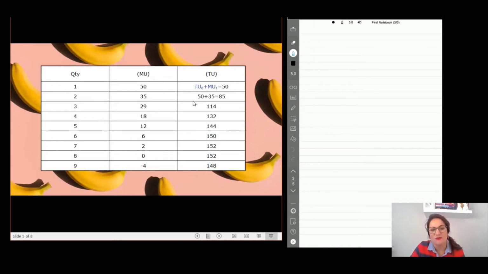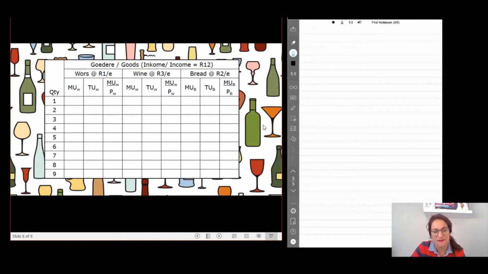Okay. And then your marginal utility is the difference in your total utility divided by the difference in your quantity. So if we take this 85 and we subtract 50, gives us 35. 35 divided by 2 minus 1, which is 1. So 35 divided by 1 is 35. 114 minus 85 divided by 3 minus 2, which is 1. So 29 divided by 1 is 29. So that's how you determine that.